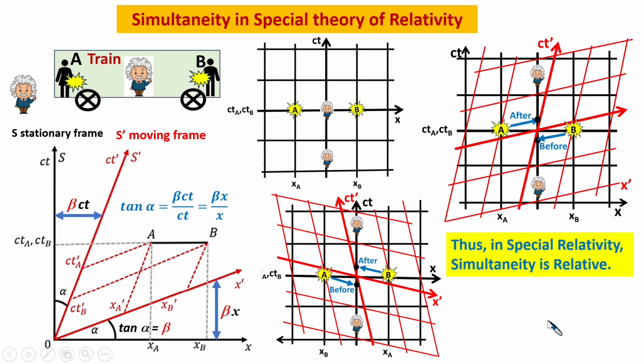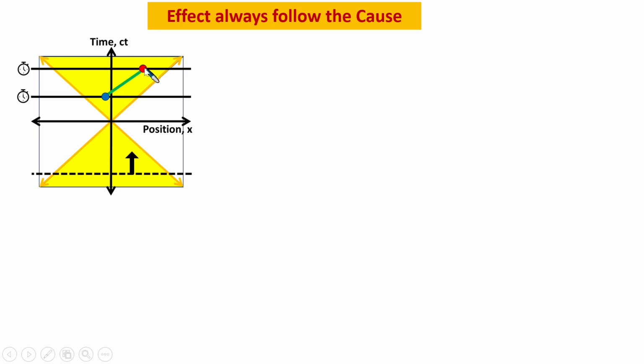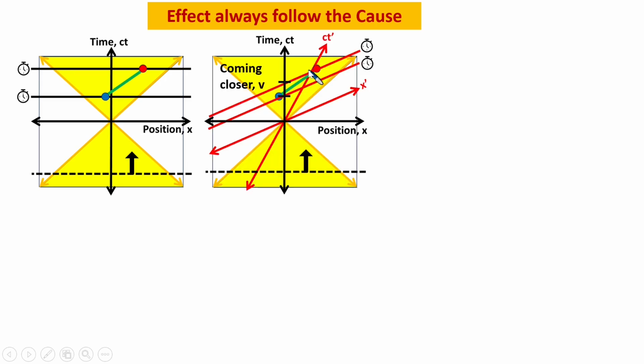It is simple to understand. Okay, now we will discuss that effect always follows the cause. Now suppose this event occurs because of this blue event occurring. If I move along this, I see this event has occurred, and then this event has occurred, and this event has occurred because of that event. Similarly, if you are in a moving frame, suppose this is your event, because of this cause, this is the effect. So here also you see the cause.